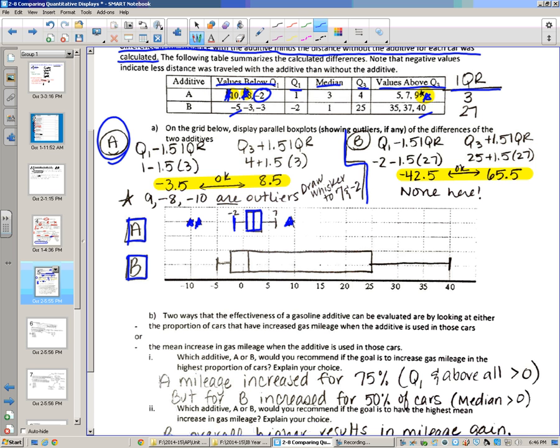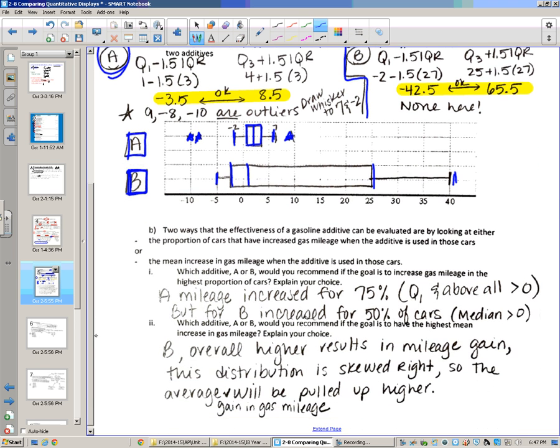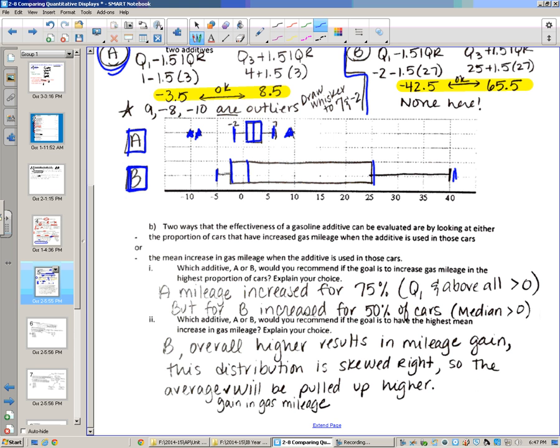Similarly, if 9 is an outlier, the next highest number is 7. So then I drew my whiskers in. For additive B, it was a little bit easier. I could just use my Q1, my median, and Q3, and draw to my max and my min. Make sure they're labeled.